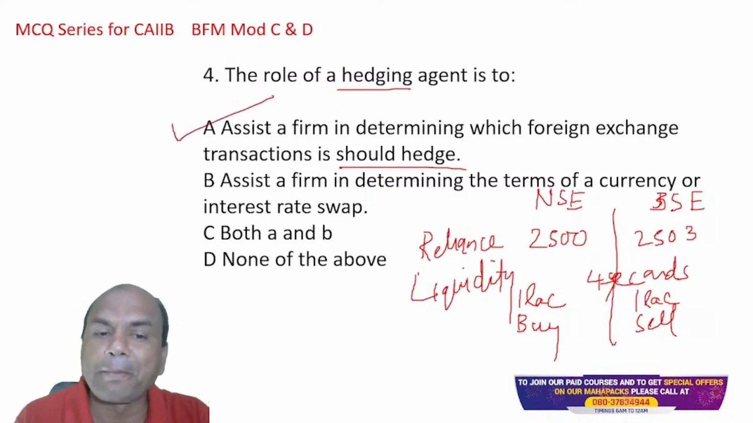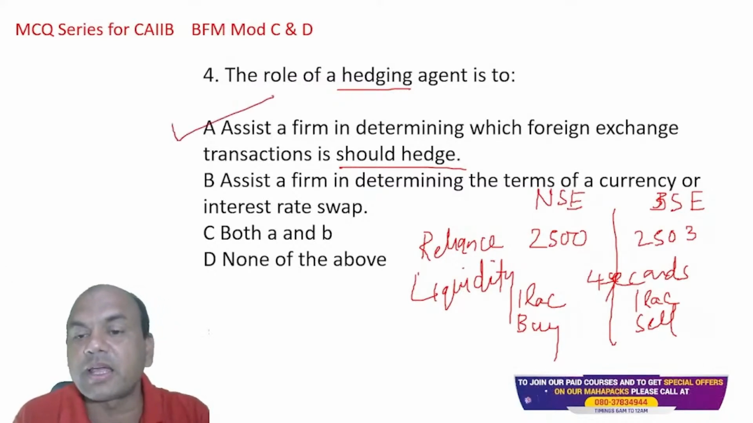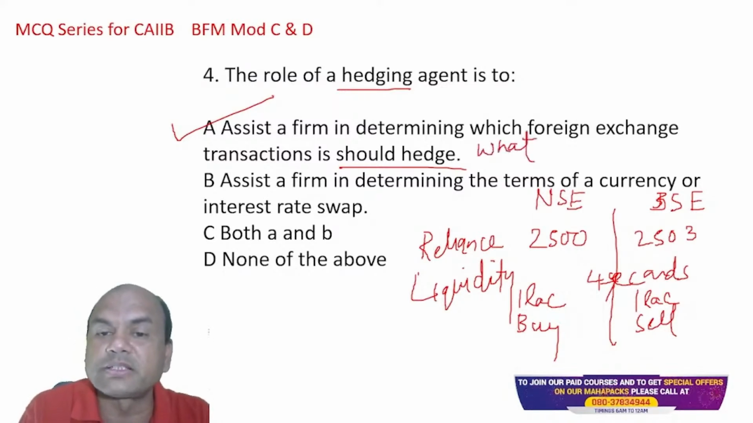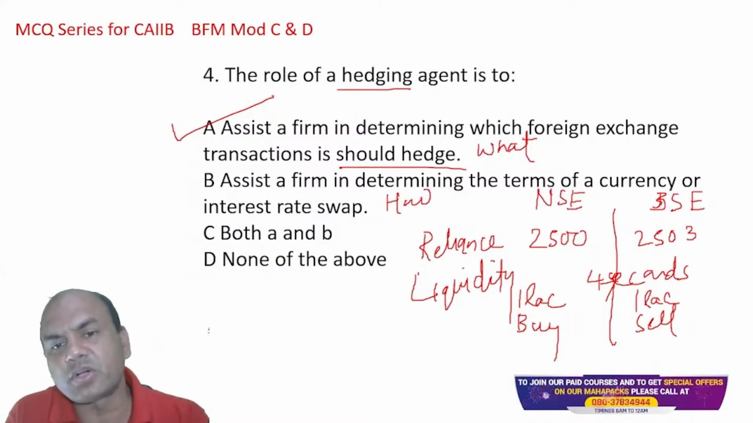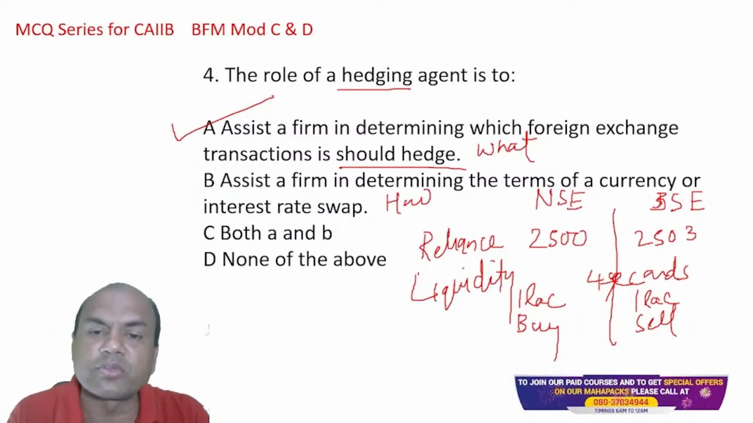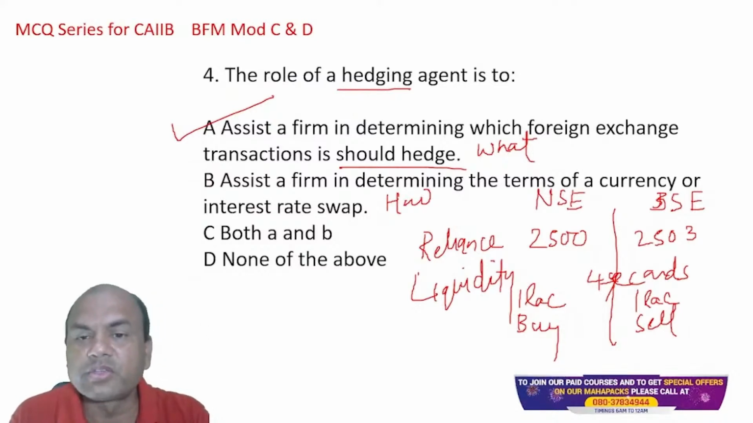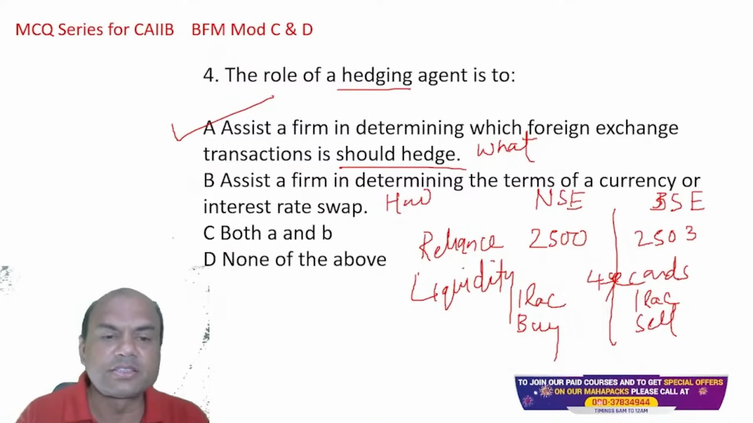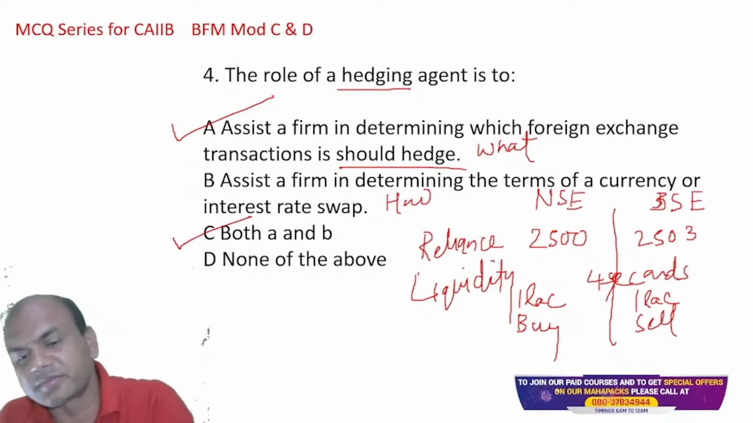A. Assist the firm in determining the types of currencies or interest rate swaps. So how should I hedge it? Here, what is to be hedged? First question is what is to be hedged, and second is how. So any hedging agent's job is answering these two questions, what and how. So the answer over here is C, both A and B, isn't it?